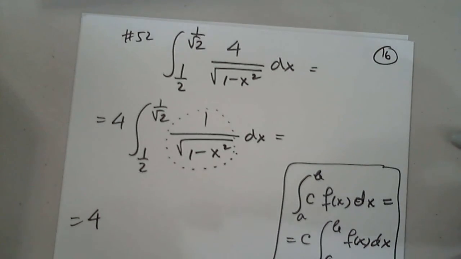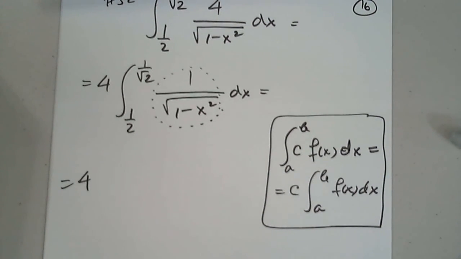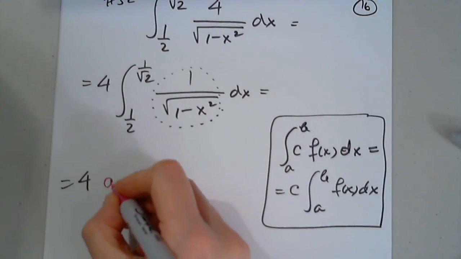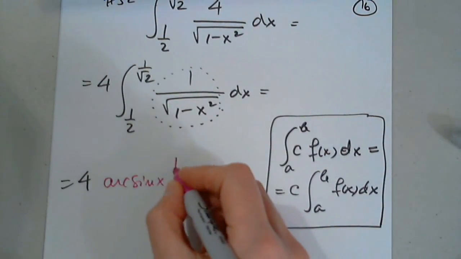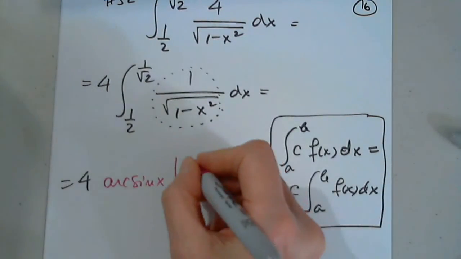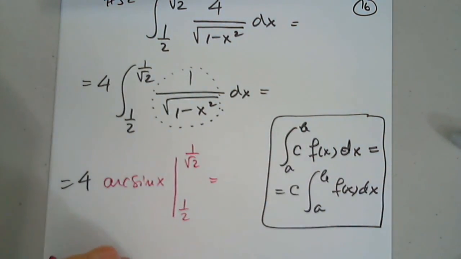Anyone wants to help? Which function has derivative 1 over the square root of 1 minus x squared? Is it an inverse trig? Very good. Arc sine, from 1/2 to 1 over the square root of 2. Great job.